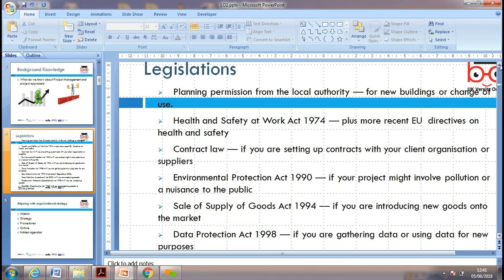So contract law: if you are setting up a contract with your client organization, how will you do the tenders, how will you do the subcontract, whether for a bus, train or service. Why is the contract being given to a few companies, why not other companies, why not open tender, what are the reasons behind it. A contract is an agreement between two parties, like we learned in business contract law. So again we need to look at these elements under a project.